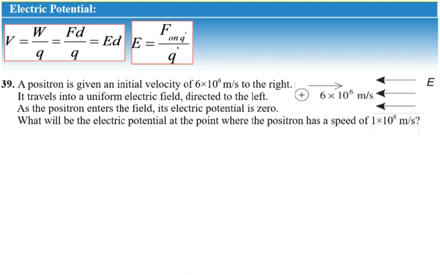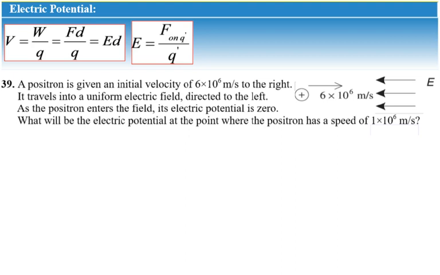Here's number 39. A positron is given an initial velocity of 6×10^6 meters per second to the right, and the speed of light is 3×10^8 meters per second, just to compare. It travels into a uniform electric field directed to the left. As the positron enters the field, its electric potential is 0. What will be the electric potential at the point where the positron has a speed of 1×10^6 meters per second?